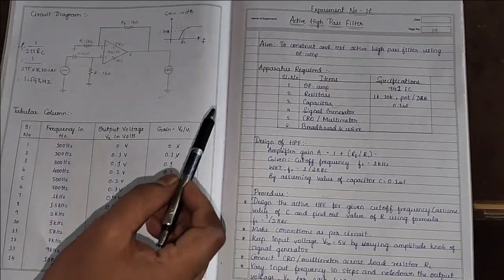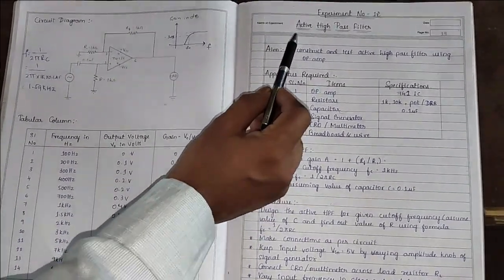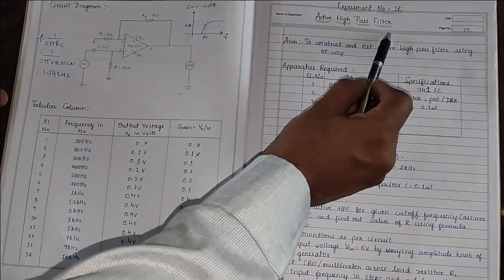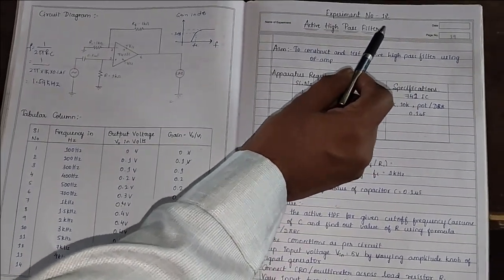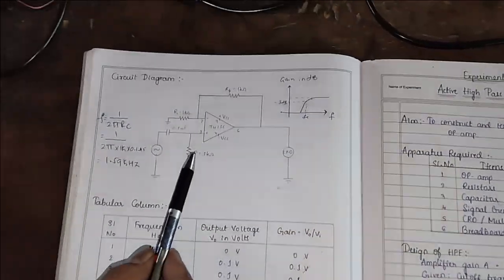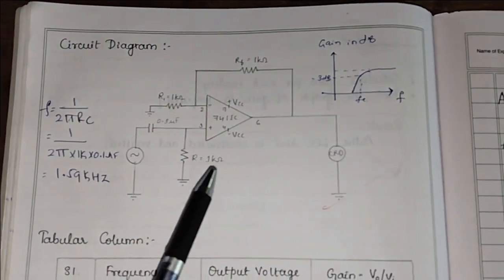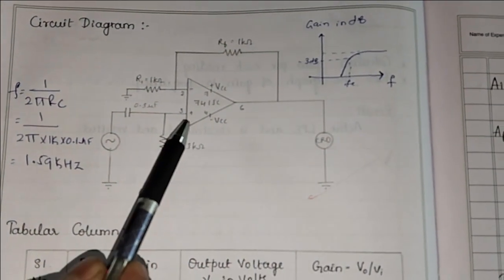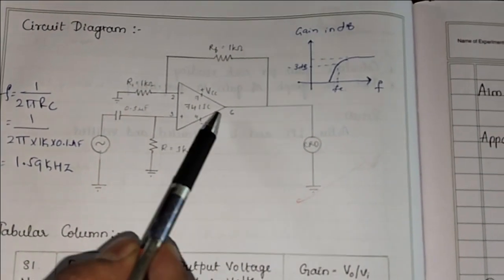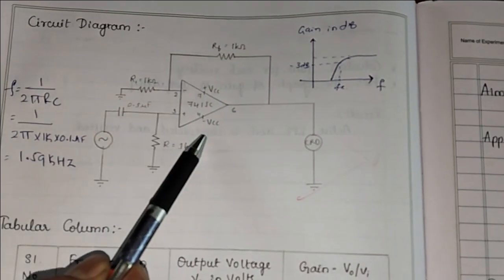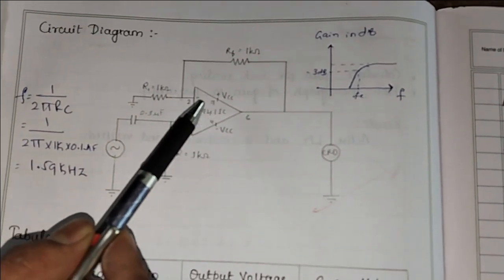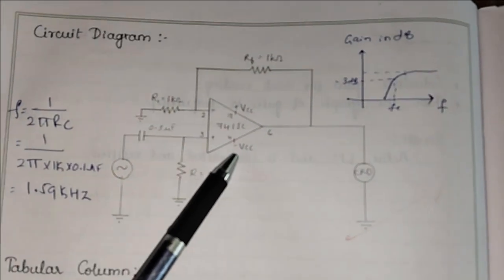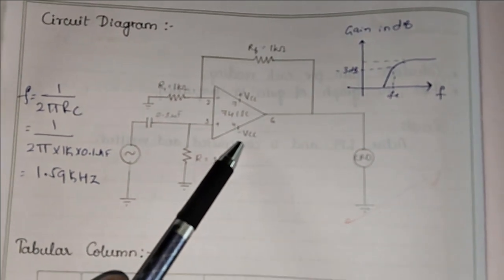In this video, I will explain how to perform an active high-pass filter using op-amp IC741. This is the circuit of the active high-pass filter. It consists of op-amp IC741. Here we have given plus VCC and minus VCC. Plus VCC is given to pin number 7 and minus VCC to pin number 4.